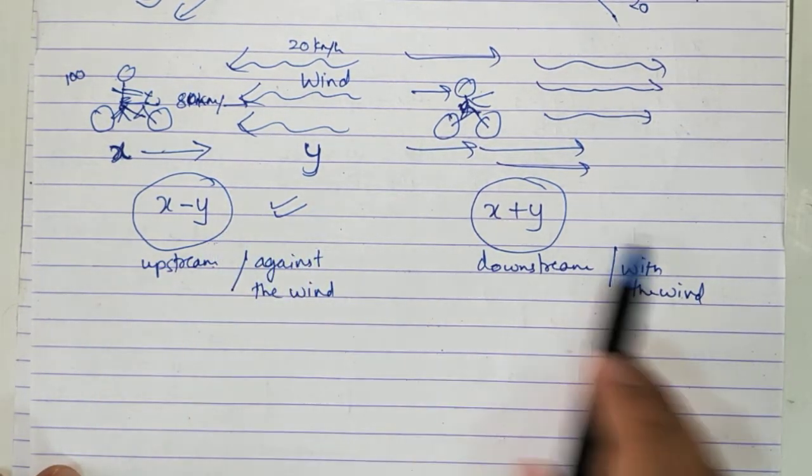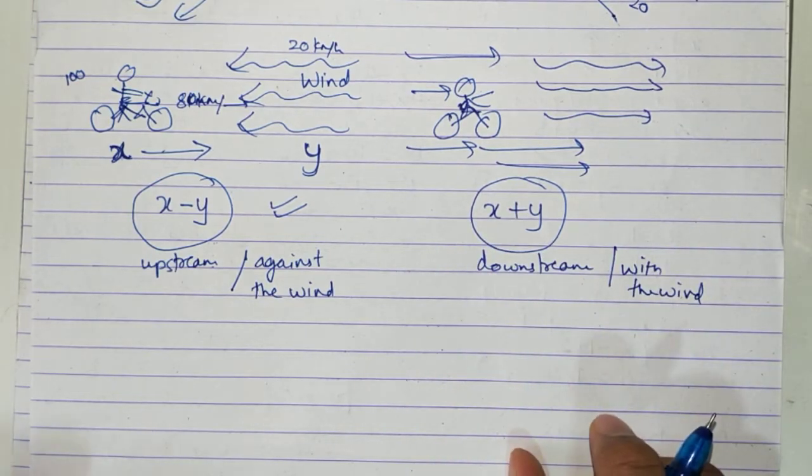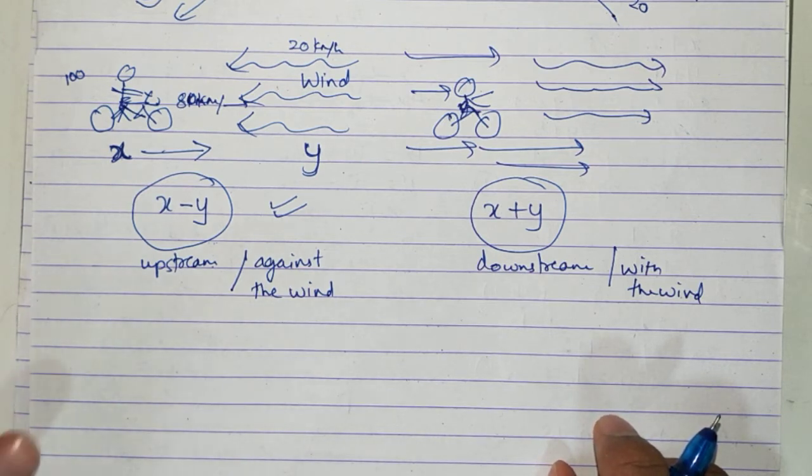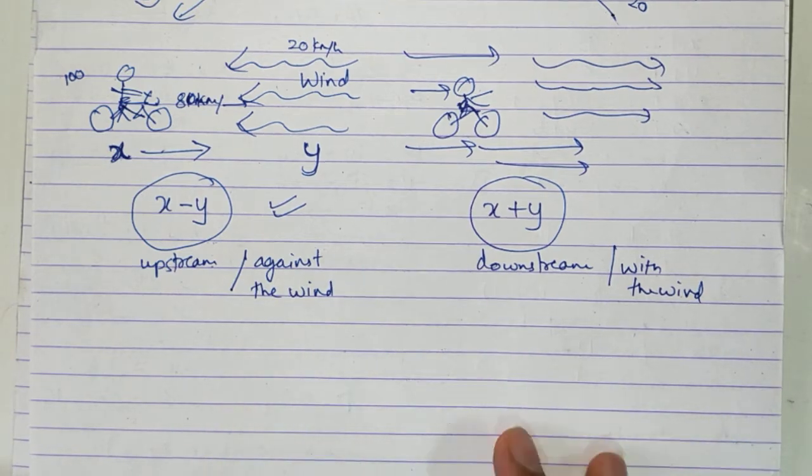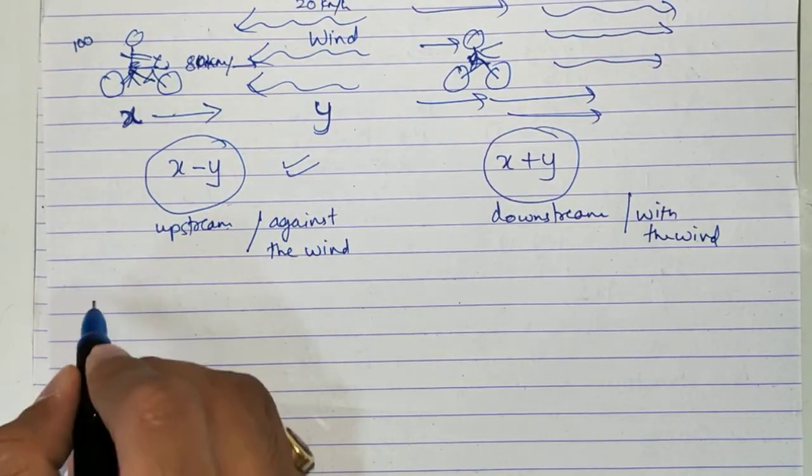Copy these 2 points. Then I'll start the sum. Now let's do the 24th sum.